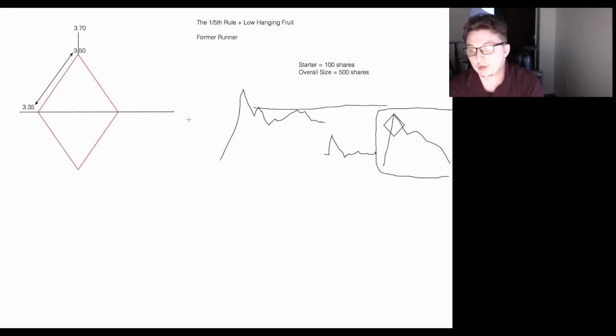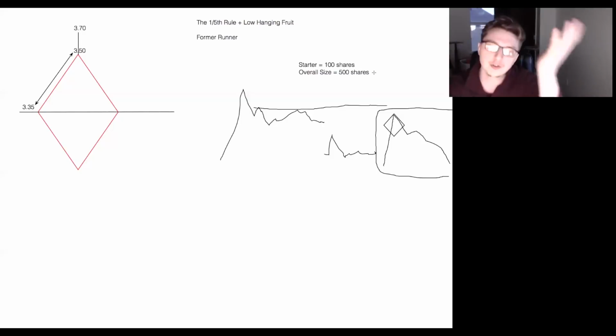It's just what we do. And it works. Don't try to reinvent the wheel. I don't. So, starter 100 shares, overall size is 500 shares. I dictate my overall size with my starter size. If I start with 200 shares, guess what my size is going to be? Times it by 5. It's going to be 1,000. If I start with 500 shares, guess what it's going to be? Times it by 5. There you go. That's my overall size, whatever it may be. I'm going to use the 1/5 rule.